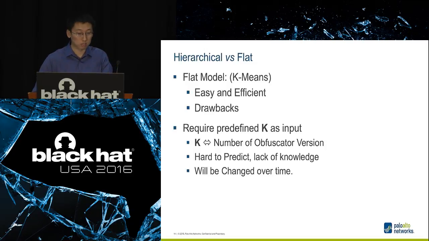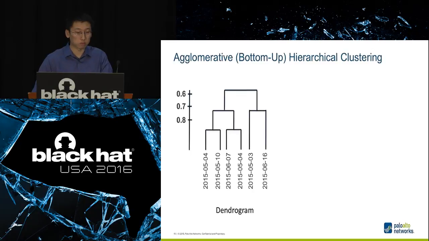One of the drawbacks is that it requires a predefined k value as an input. This k is the number of clusters that you want to group the samples into. In our case, k can be interpreted as the number of obfuscator versions or variants we want to identify, which is hard to predict because when we collect the samples, we don't have that information. Even if we can estimate k in some way, it still doesn't work because obviously new versions or new variants will come up later. Therefore, we choose to use the hierarchical clustering model.